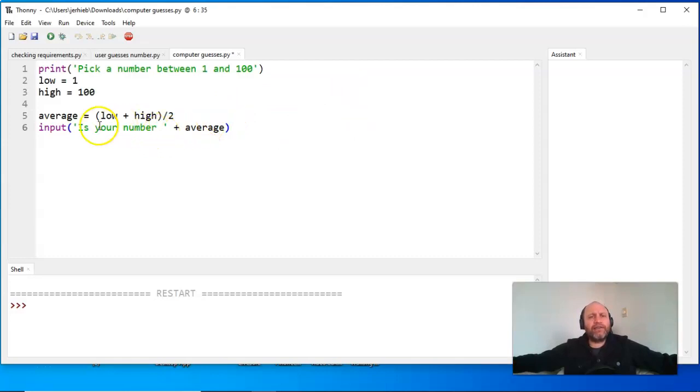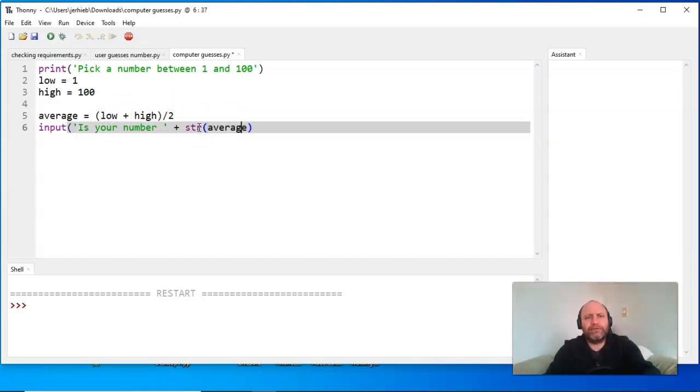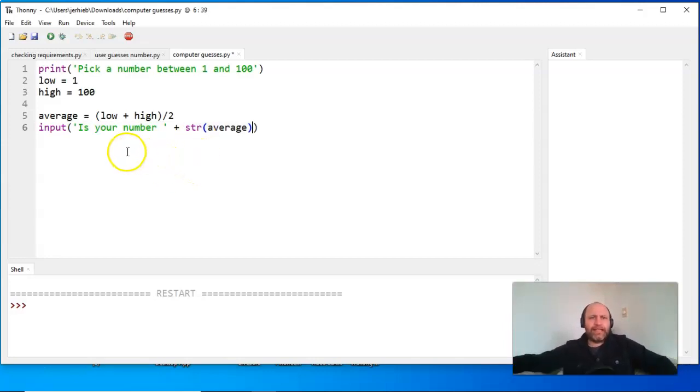So what that's doing is it's saying, is your number whatever's in the middle? So this looks fine. There's only one thing we're forgetting. This here is what we call a string. A string is just anything that has quotes and something in the middle. It's typically words, but it could just be numbers in there too. But it sees it as a string, and you can't combine a string and a number together. So we have to tell our computer to treat this like a string by saying str in front of it. So now if we run this, it should tell us to pick a number between 1 and 100, and then it's going to guess that the number is 50.5.